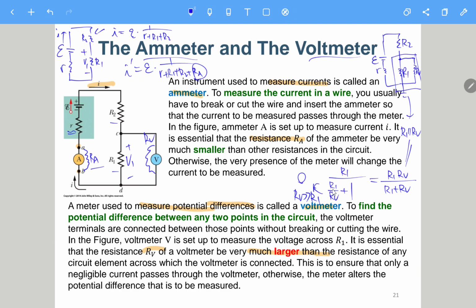But if RV is not large enough, this one will not turn to 0. This will be a small value and then add it with 1. So it will be 1 point something. So R1 divided by 1 point something will be slightly smaller. So it will actually increase the current.